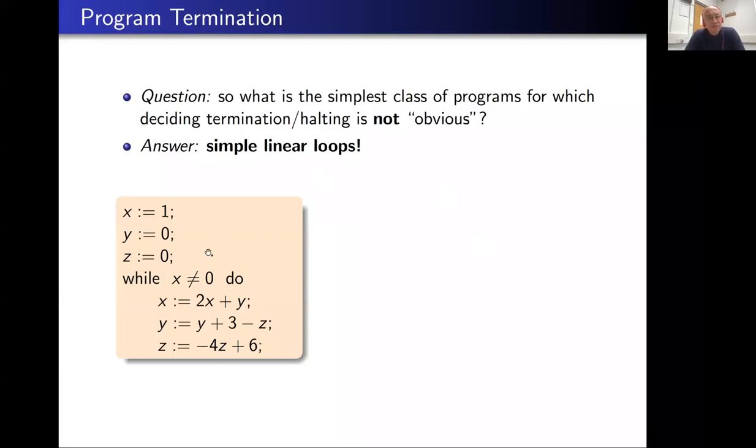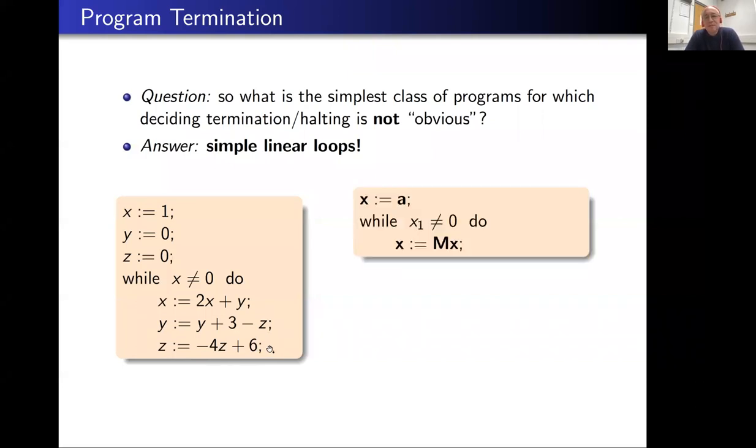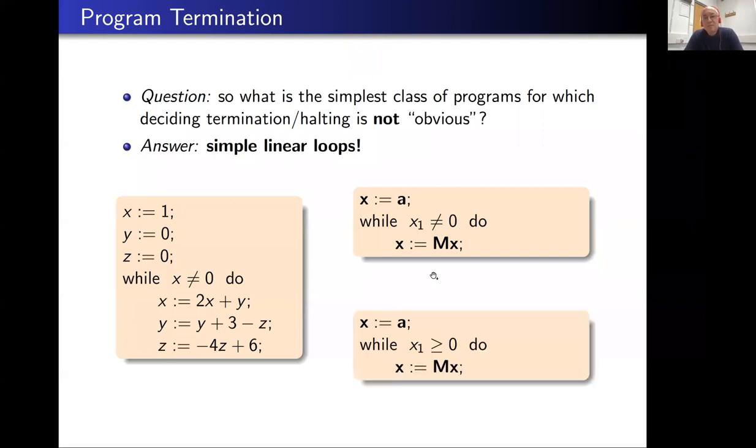You start with three initial values for x, y, z, and while x is not equal to zero, you have to reassign the values of the variables. So x, y, z goes into 2x plus y, y goes into y plus 3 minus z, z goes into minus 4z plus 6. So the general problem is: x starts with some vector a, and while the first component of the vector x is not equal to zero, move x to M times x, where M is a matrix. Well, this example is not exactly like that. There is also some shift, but let's take this as the simplest example.